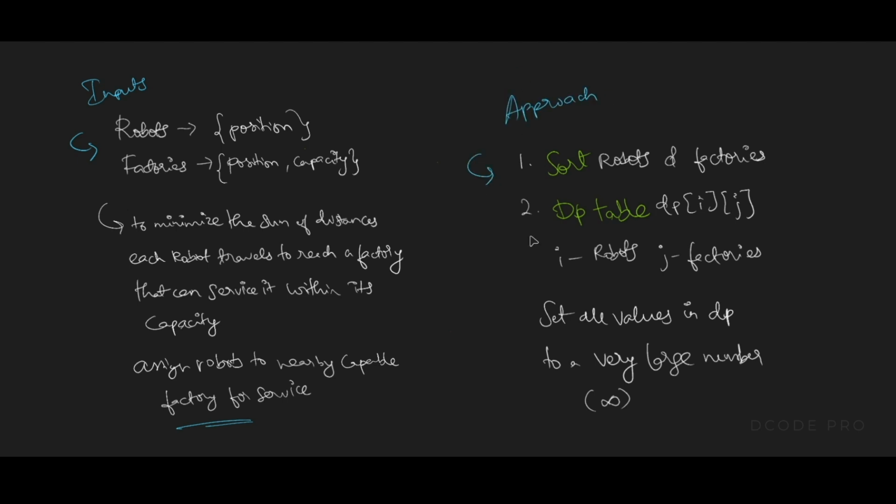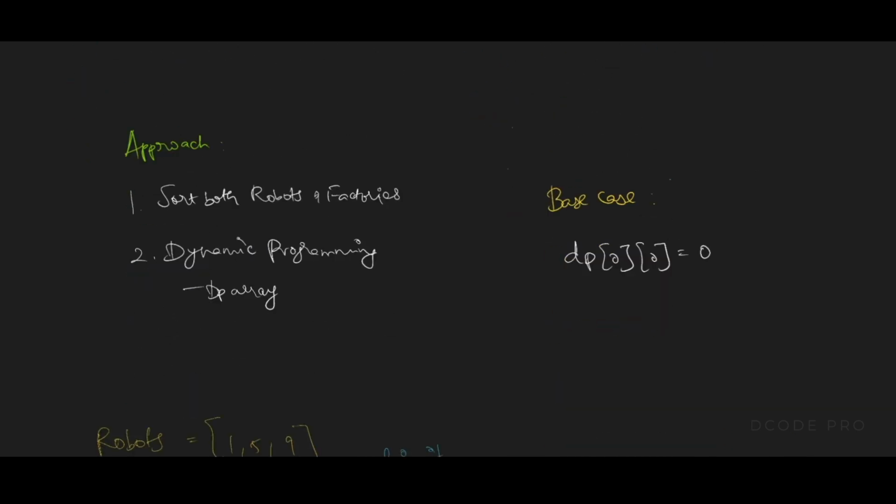Sort the robots and factories' input values. Initialize a DP array with i and j, where we are assigning the first i robots and the first j factories. Set all the values in DP to a very high value, something like infinity, so we can use long long max. Follow the approach: firstly, sort the given inputs, and for the initial DP array condition, the base case is that of no robots and no factories to claim service.